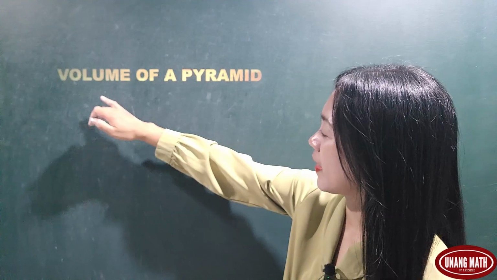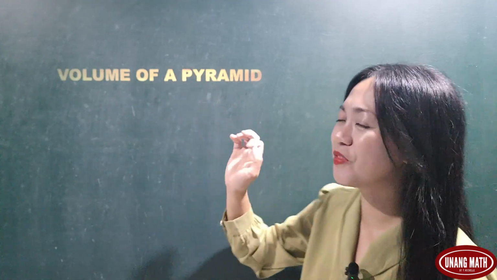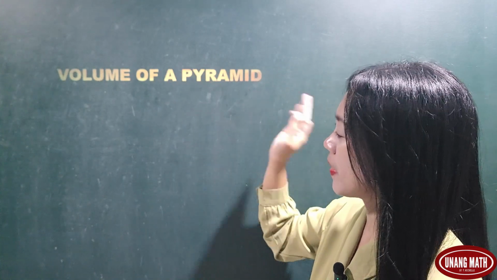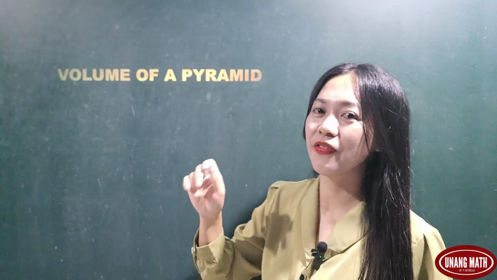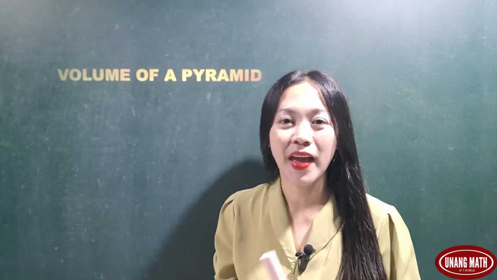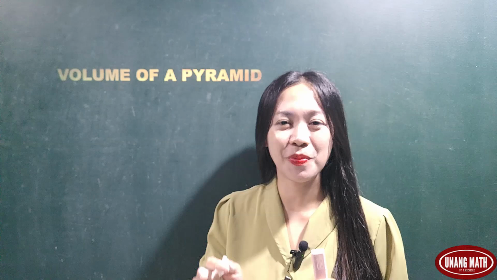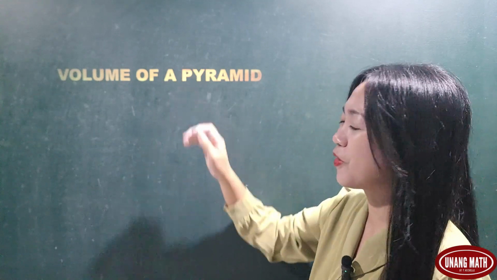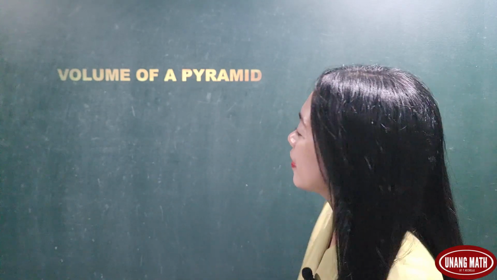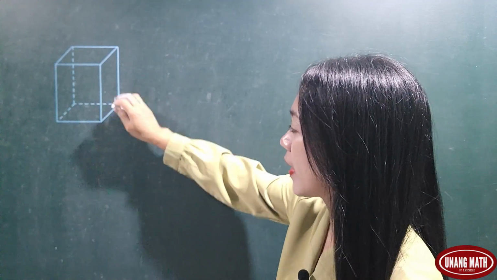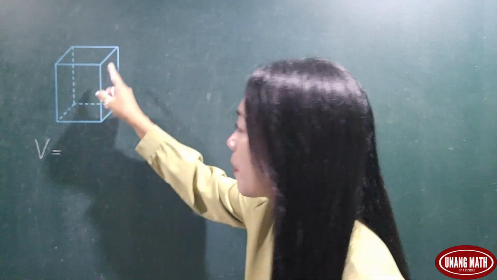For this episode, I will be showing and explaining how to find the volume of a pyramid. As a brief recall, when we say volume, this is the amount of space inside that figure or shape. Volume of a pyramid and volume of a prism have a special relationship, and we will use that special relationship to find the volume of a pyramid. So first, let's recall how to find the volume of a prism.